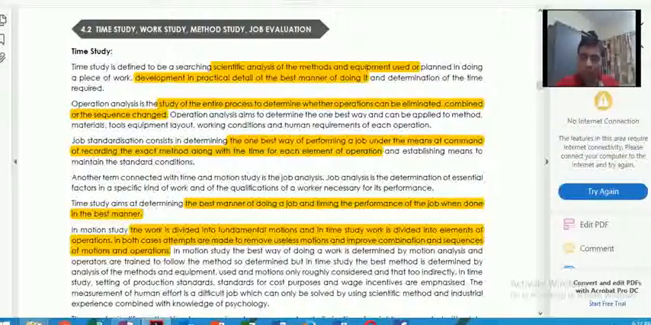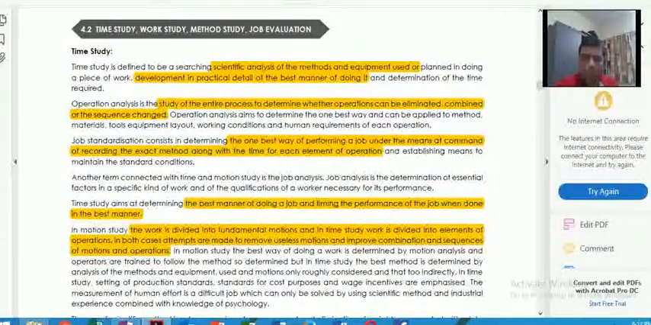Now the question arises, how can we reduce the actual time? One of the answers to this question is by using special purpose machineries which can save time. What do you mean by special purpose machineries? A machinery on which we can carry out 2 to 3 operations at once.